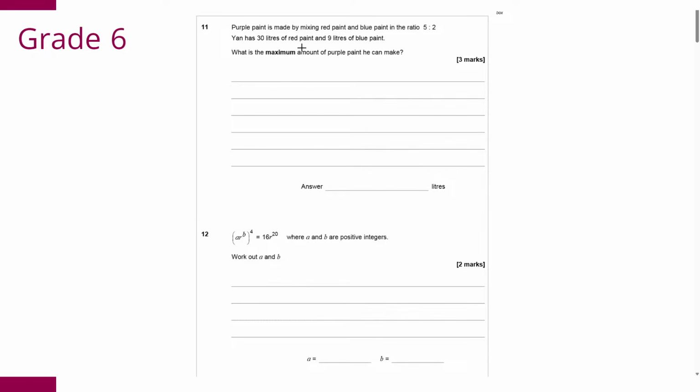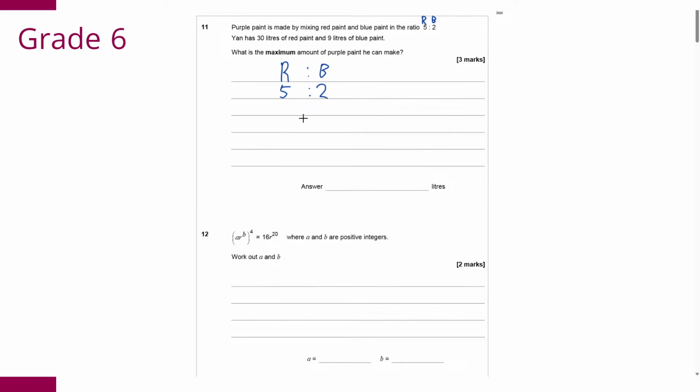So purple paint is made by mixing red paint and blue paint in a ratio of 5:2. Something we talked about last week when we did the stream. I know on TikTok you can't read these questions very well, so I am going to read them out as well, okay? So don't worry too much. Jan has 30 litres of red paint. So let's do a bigger one here. So ratio of red to blue is 5:2.